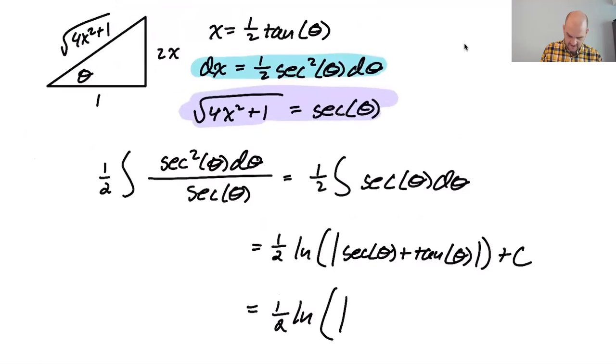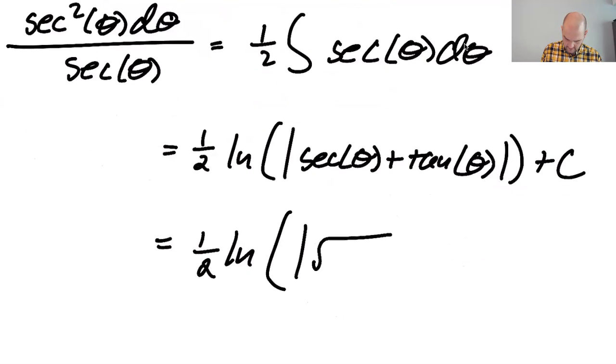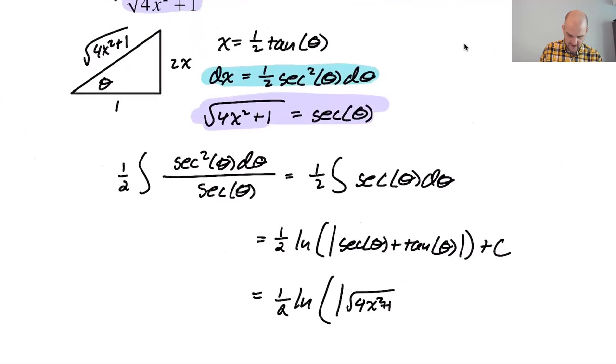1/2 natural log of the absolute value. Okay, so we said secant. Did we ever say secant? Secant is just the radical. So radical 4x squared plus 1. Maybe, I'm pretty sure. And then tangent, we said, is just 2x.